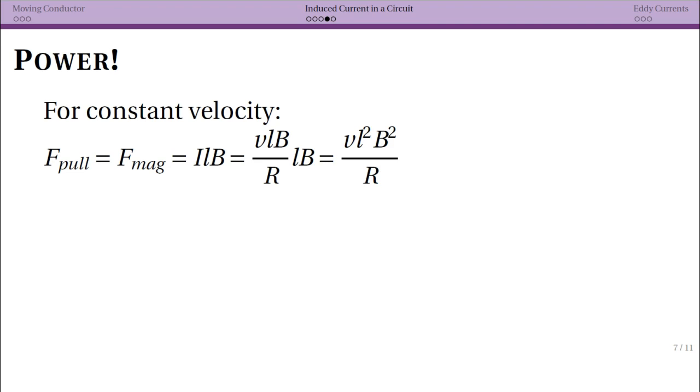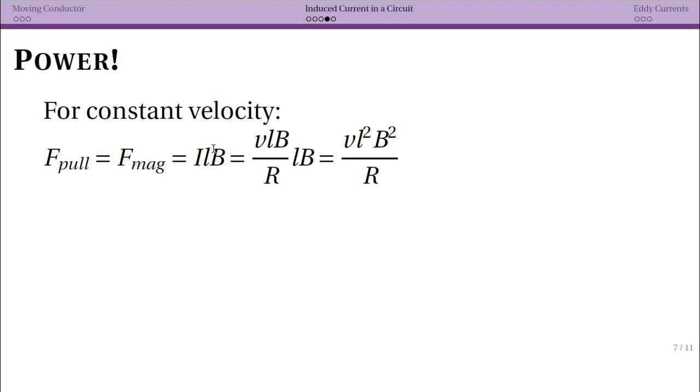Now, one cute thing here is we can think about power, the power you're putting into the system and the power that's being used by the system. So if we think about our forces here, again, we're going to have a constant velocity, that's our starting point, so we know that net force is 0, so the magnitude of our pulling and our magnetic forces acting on the bar must be equal. Now, we know that the magnetic force is ILB. The point being that you can pull it however hard you want, but if it's a constant speed, constant velocity, then the pulling force must equal the magnetic force, which we know exactly.